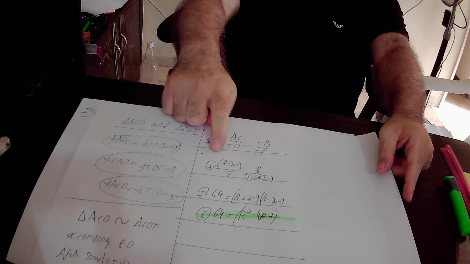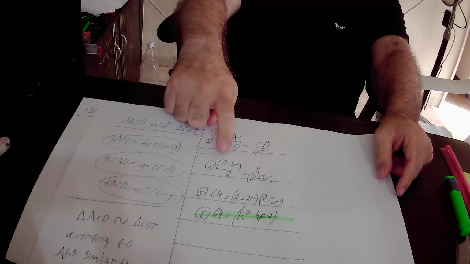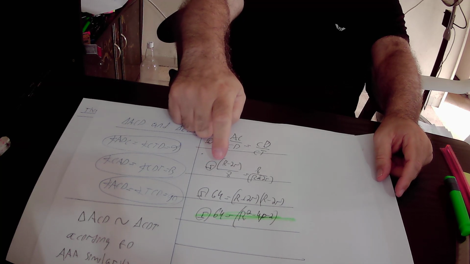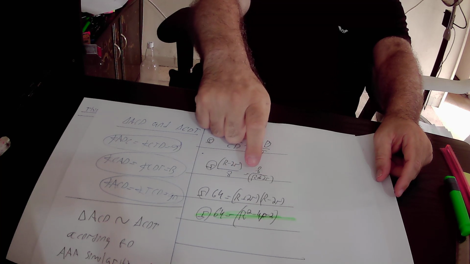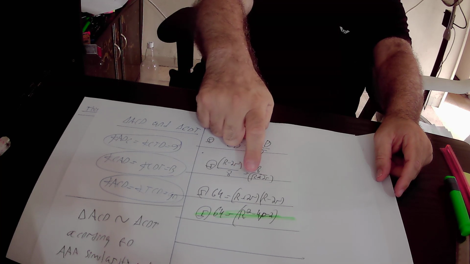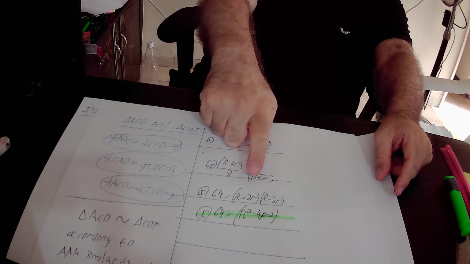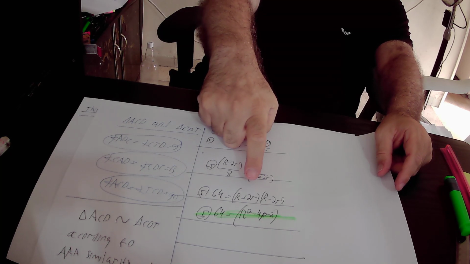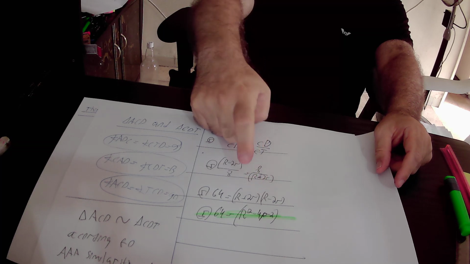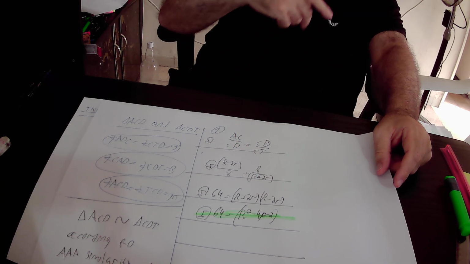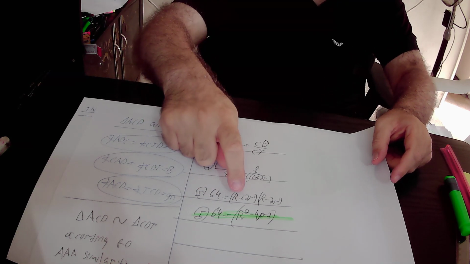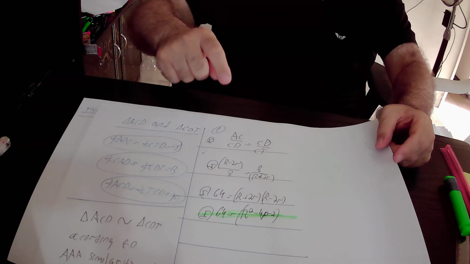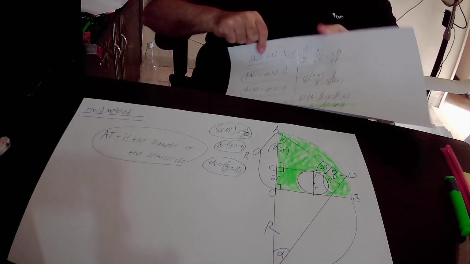Here we cross multiply this equation and found out that 8 times 8, which is 64, is equal to capital R plus 2R times capital R minus 2R. But we already found out that capital R plus 2R times capital R minus 2R equals capital R square minus 4R square. So in conclusion, according to equation number 1, 64 equals capital R square minus 4R square. Okay?